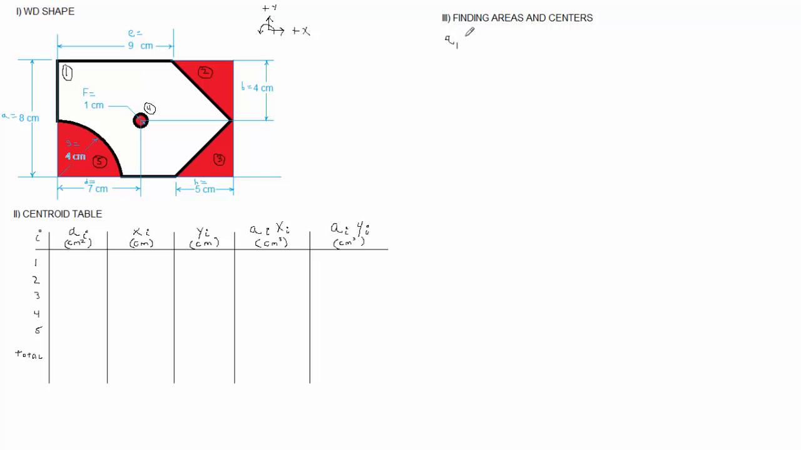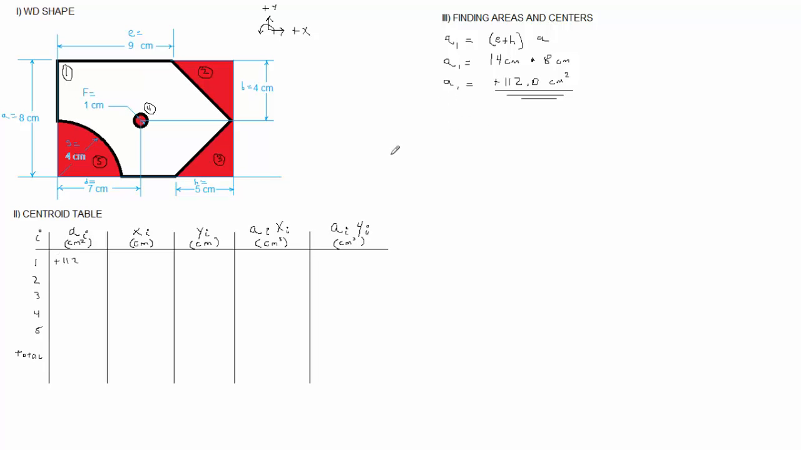So A1, shape 1 is a rectangle, so its area is base times height. Its base is E plus H, and its height is A. Make sure that you include the sign. Each of these areas is going to be positive or negative depending on whether it's a positive or negative area.